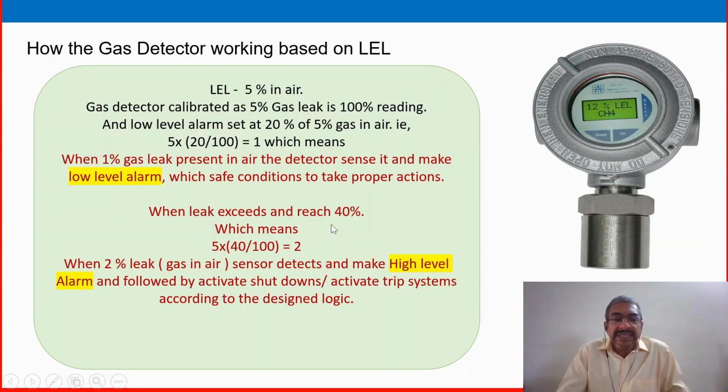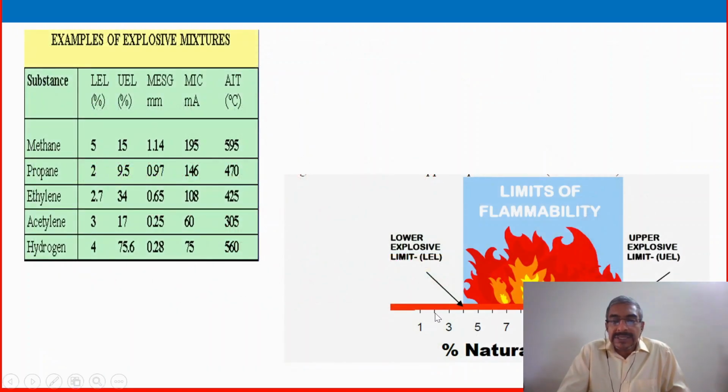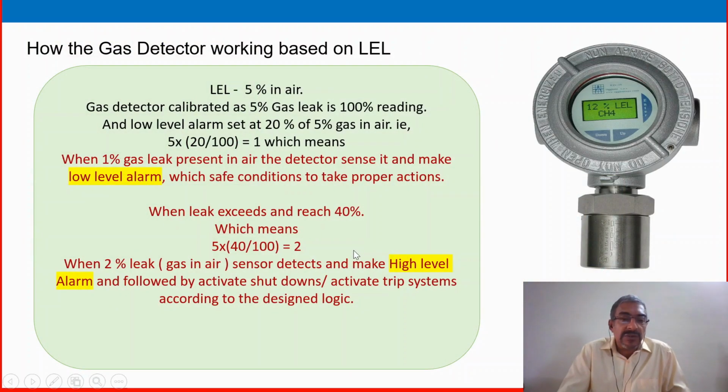When the gas leak exceeds and reaches around 40%, which means 5 into 40 by 100, that is around 2%. I told you that one LEL is 5%, which is a very hazardous situation, but a 2% leak is small compared to that. Look at this figure, 2% is here. It is a very safe situation.